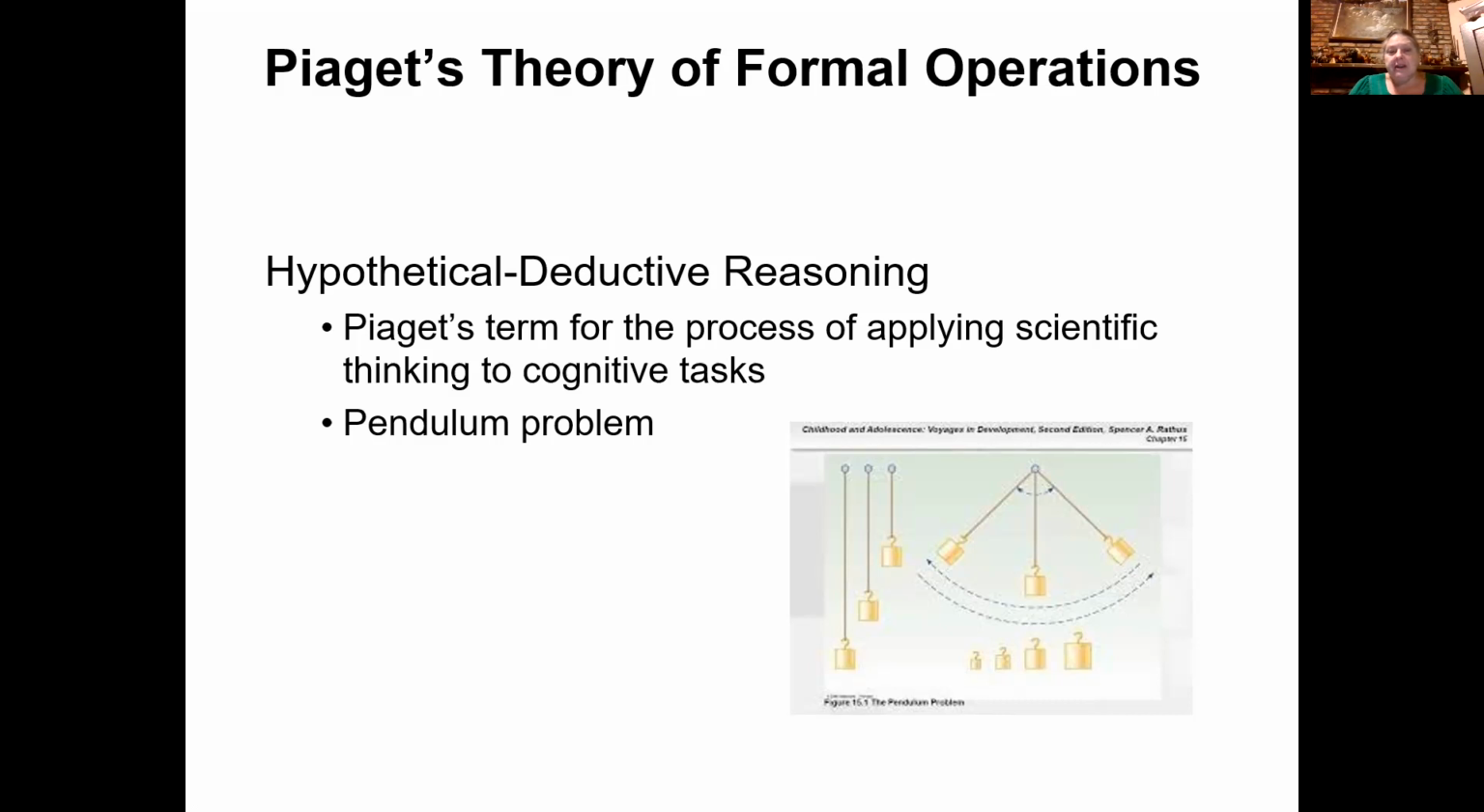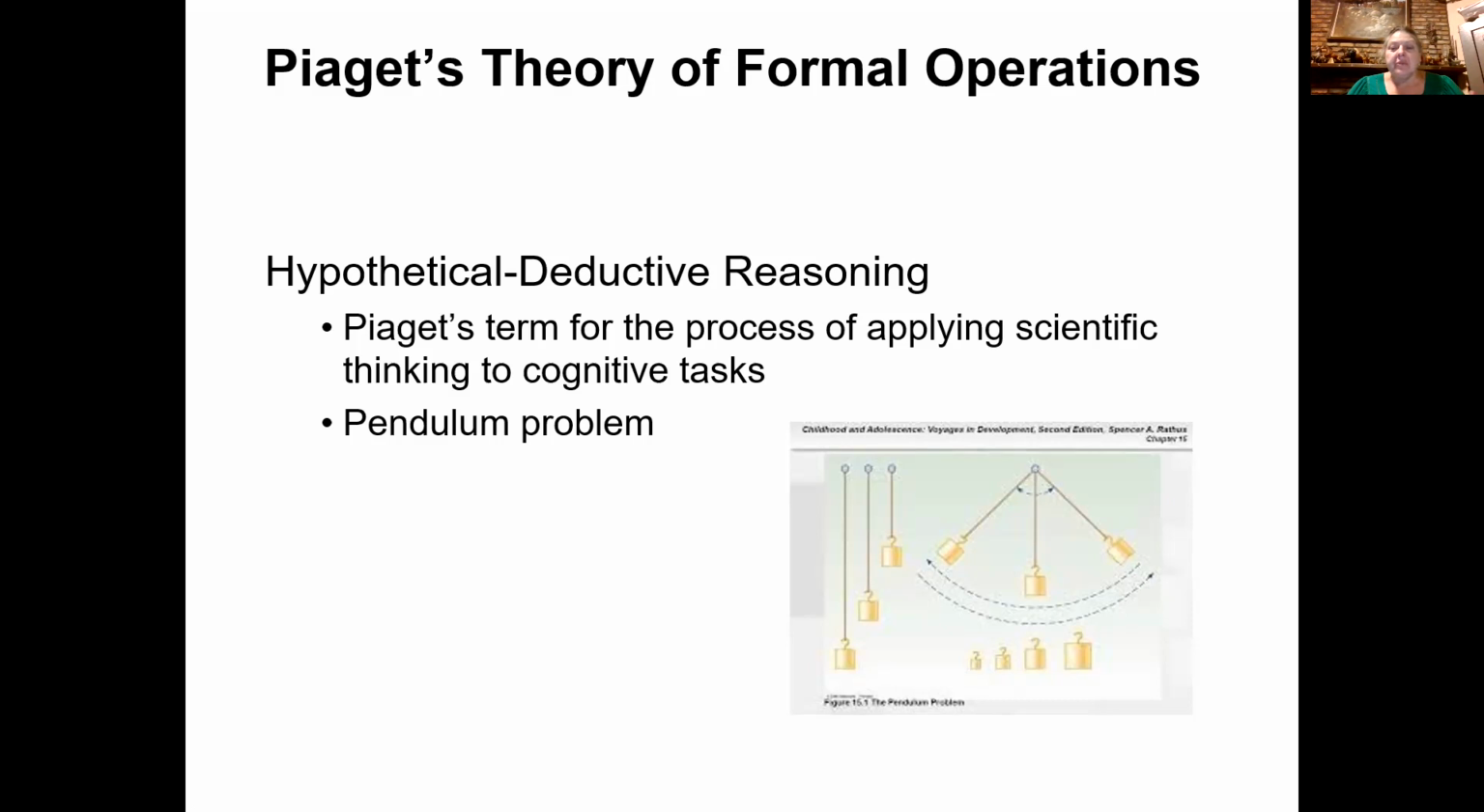The image on the screen is something called the pendulum problem. In this particular task, the adolescent is given different weights and different lengths of string. They are asked to determine what determines the speed of the pendulum. What makes it go back and forth at a particular speed? Is it changing the weight? Is it the length of the string? What is it?